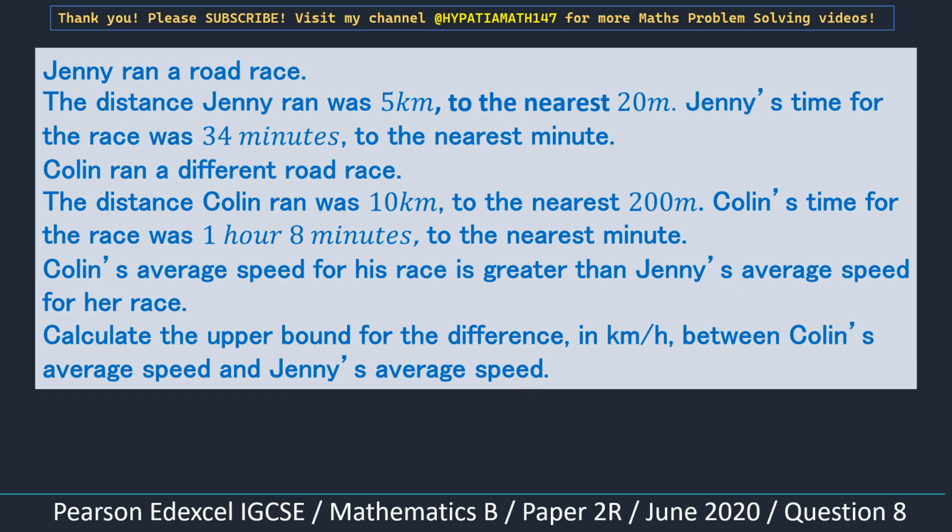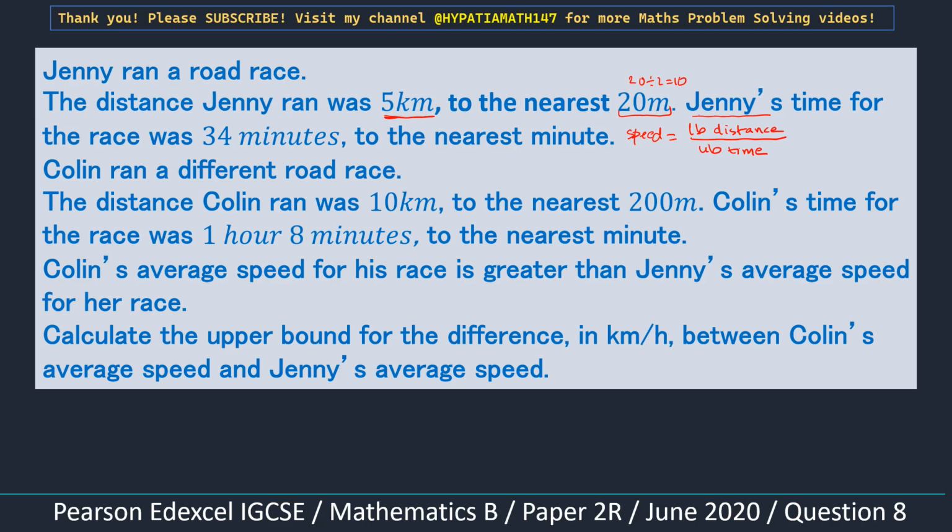So for Jenny's average speed, speed would be the lower bound of distance divided by the upper bound of time. To work out the lower bound of distance, you have 20 meters. So 20 divided by 2 is 10.